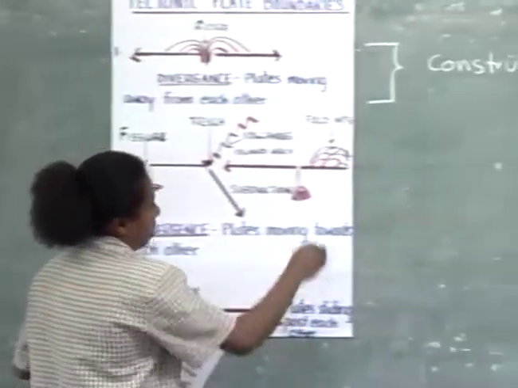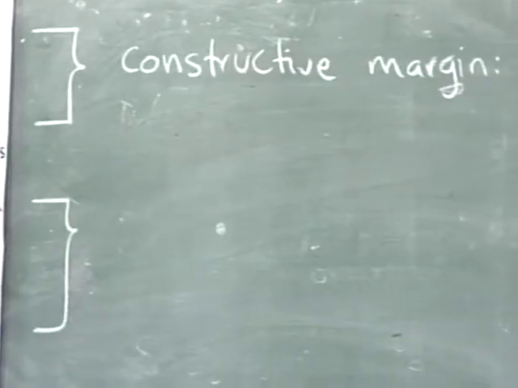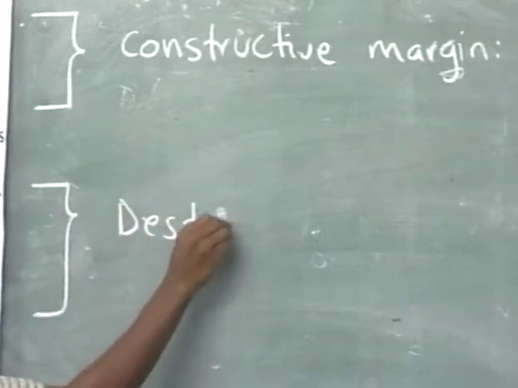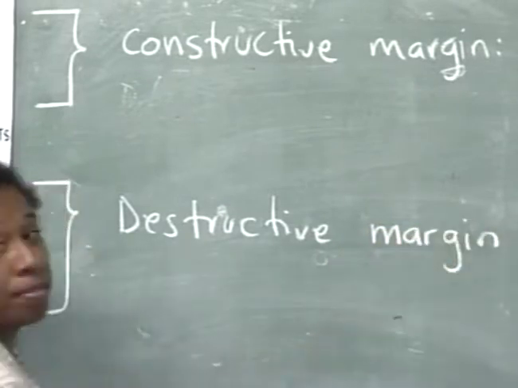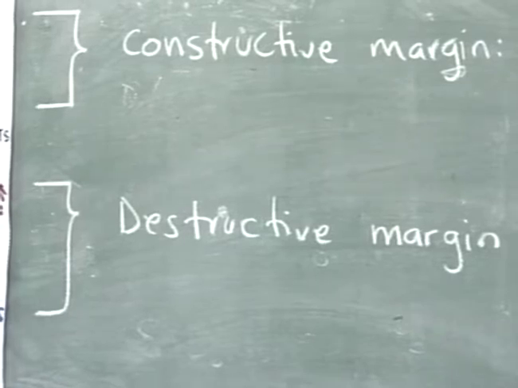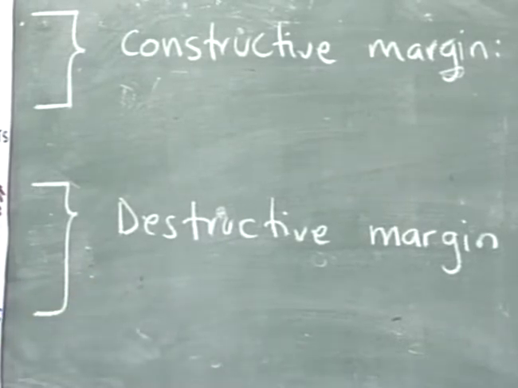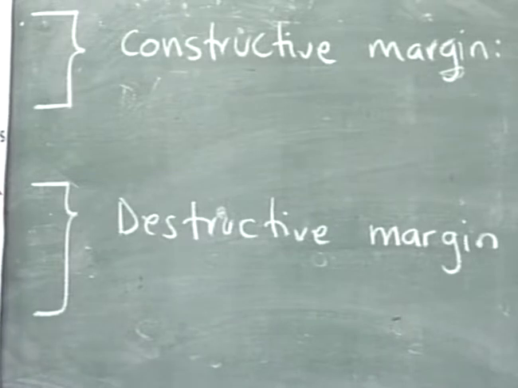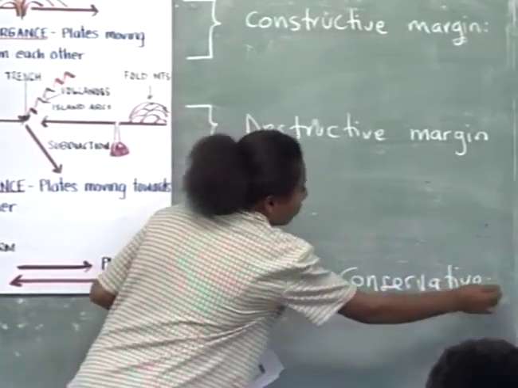Where plates converge or move towards each other, the boundary is referred to as a destructive boundary or destructive plate margin. So simply, when plates converge, the boundary is a destructive boundary or destructive plate margin. Finally, where you have plates sliding past each other, then the boundary is referred to as a passive plate boundary, or it can also be referred to as a conservative plate boundary.